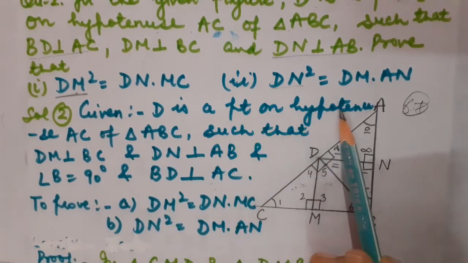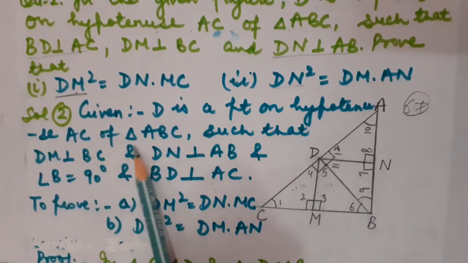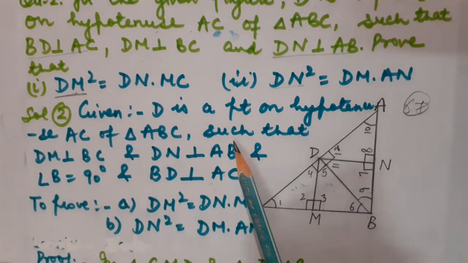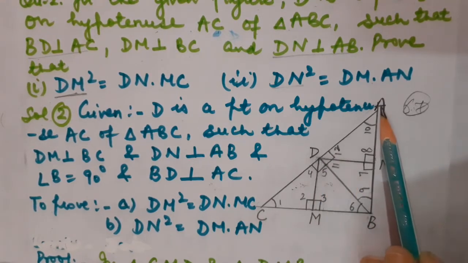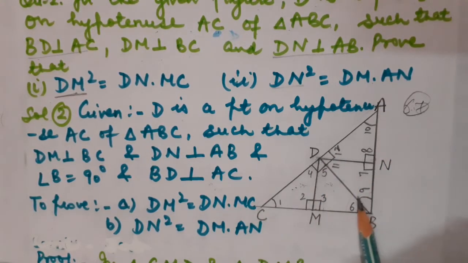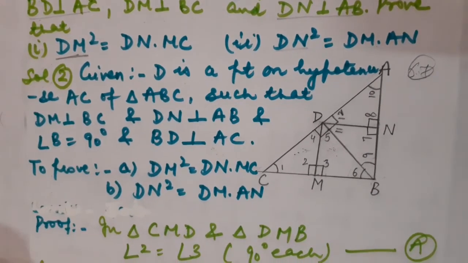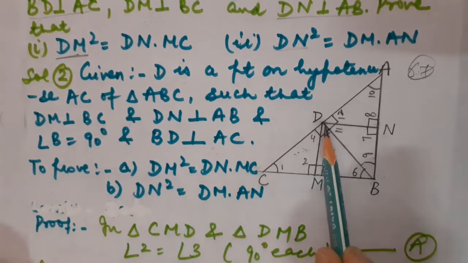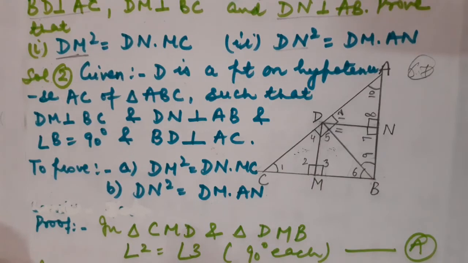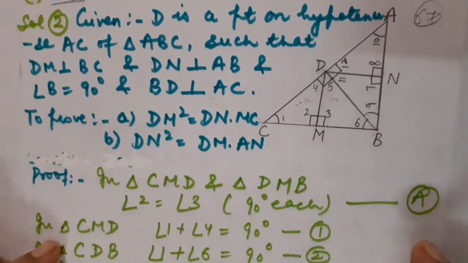Given D is a point on hypotenuse AC of triangle ABC such that DM is perpendicular on BC, DN is perpendicular on AB, angle B is of 90 degrees, as well as BD is perpendicular on AC, which is the hypotenuse. Fine. Now what we have to prove? We have to prove that DM square is equal to DN into MC. And in B part we have to prove DN square is equal to DM into AN. So let us start its proof now.